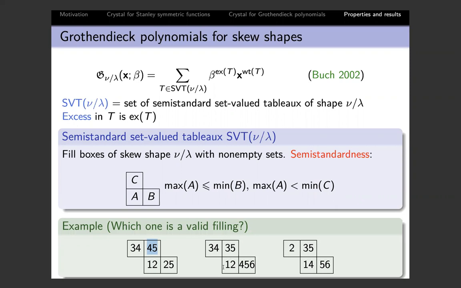But if you look at the second example, here the maximum of this is 4, but the minimum of this is 3, so this is actually not semi-standard. Similarly, if you look at the last example, the maximum of the 1-4 is 4, but that is bigger than the minimum of this set. So this is also not semi-standard. Of these examples, only the first one is actually a semi-standard filling of the shape.